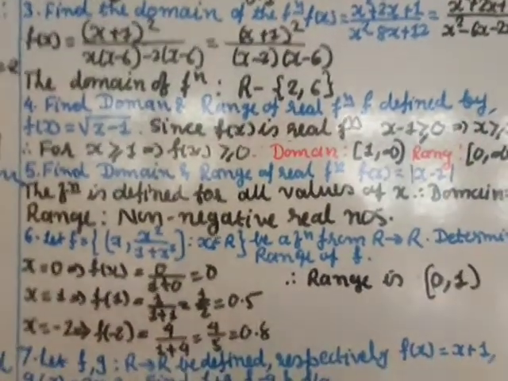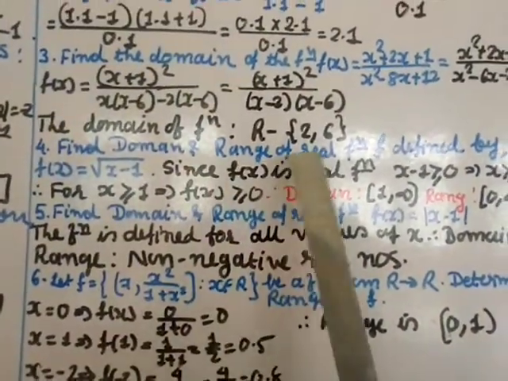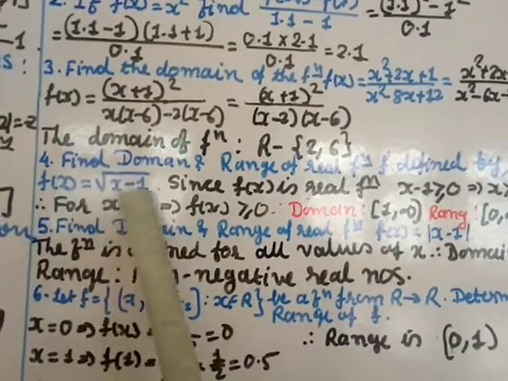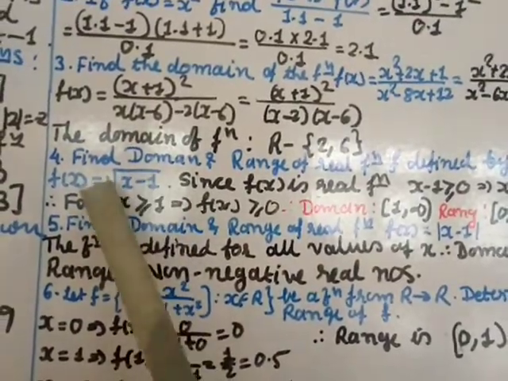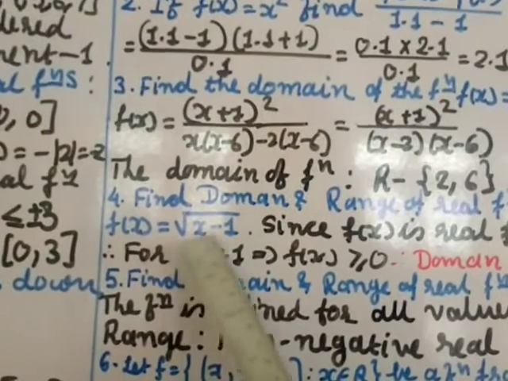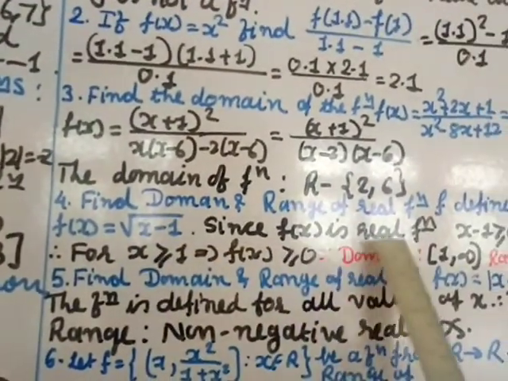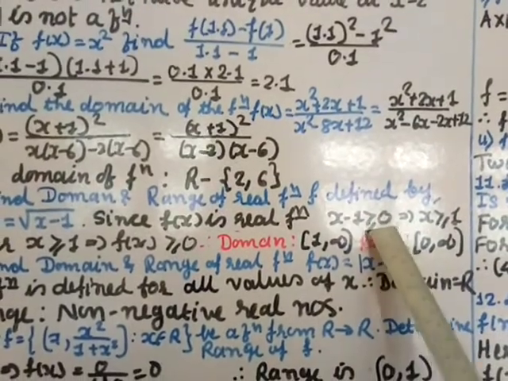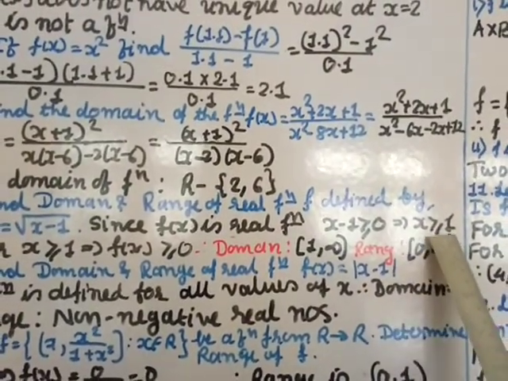Question number 4. Find domain and range of the real function f defined by f(x) equal to square root of x minus 1. Now this is a real function. So as before, the value under the square root should be greater than or equal to 0. So here under the square root is x minus 1. Since f(x) is a real function, x minus 1 should be greater than or equal to 0. Transferring minus 1 gives you x greater than or equal to 1.